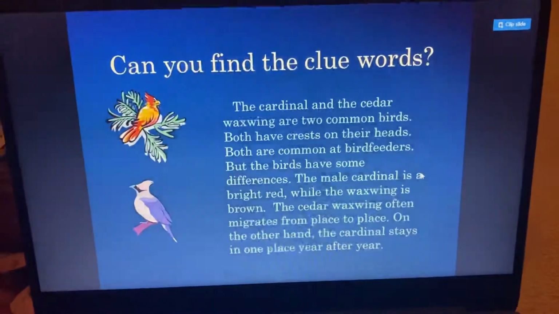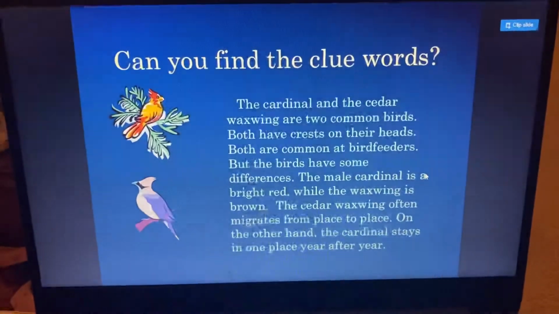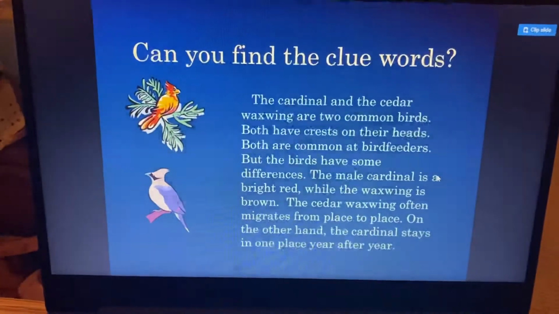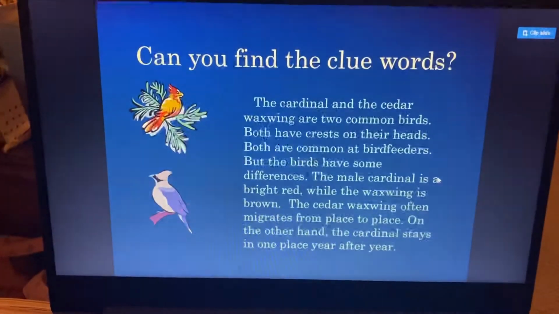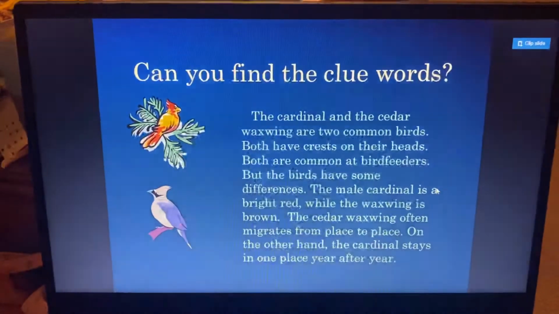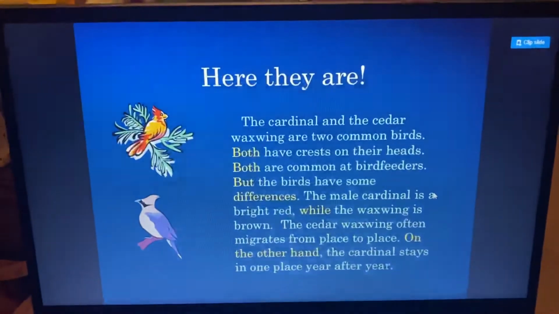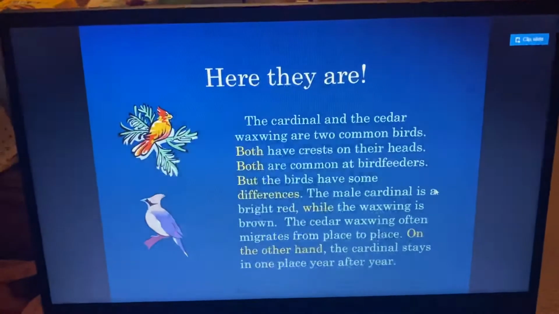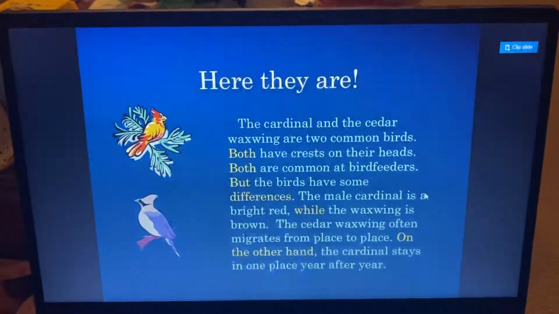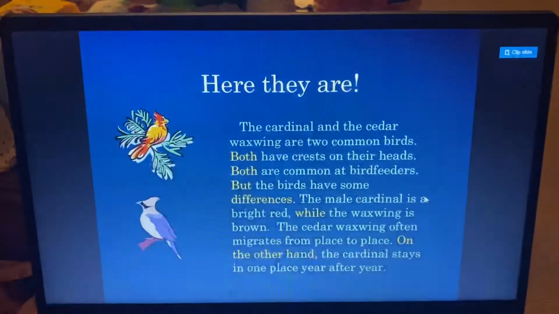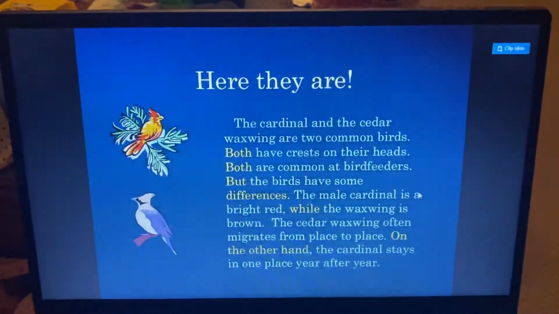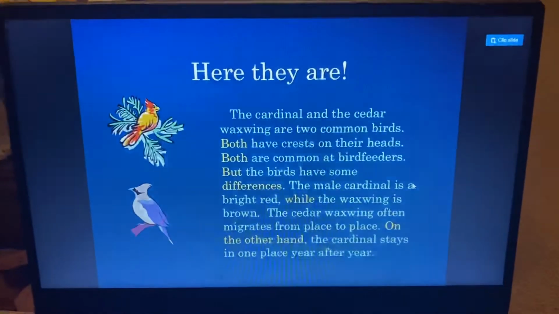Well, I see where they use the word both in here. Both would be showing something that's the same. But then we have words like differences, just stated clearly in there. Here they are. We have both, and then we have but showing something different. We have the word differences, while, and on the other hand. All those are clue words that we can use to determine compare and contrast.